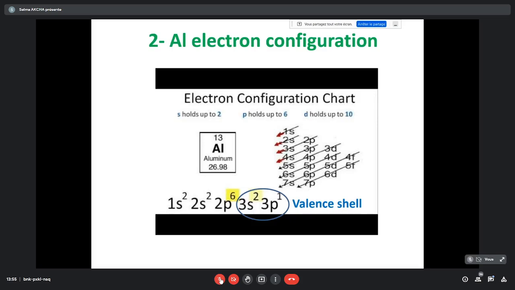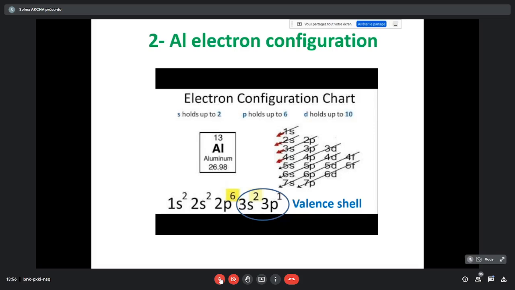Listen to me, guys. When you write the electron configuration of an element, and you find that within the valence shell you have only, for example, 2s1 or 3s1, you have only the orbital s. It means that it is an element that belongs to the block S, and it is a group A.